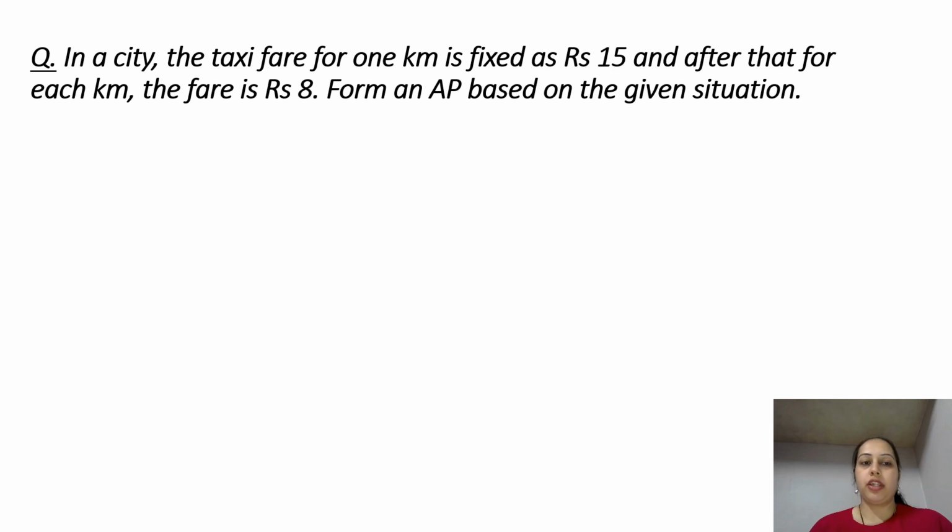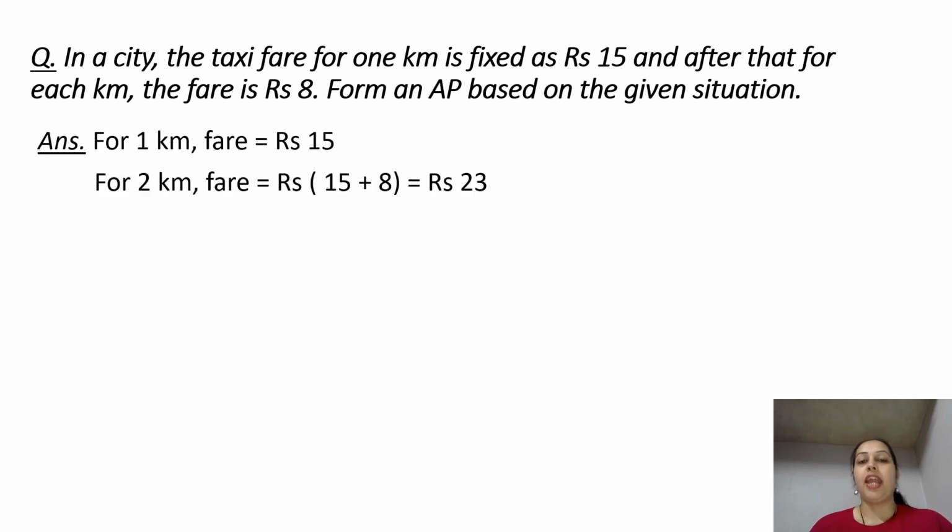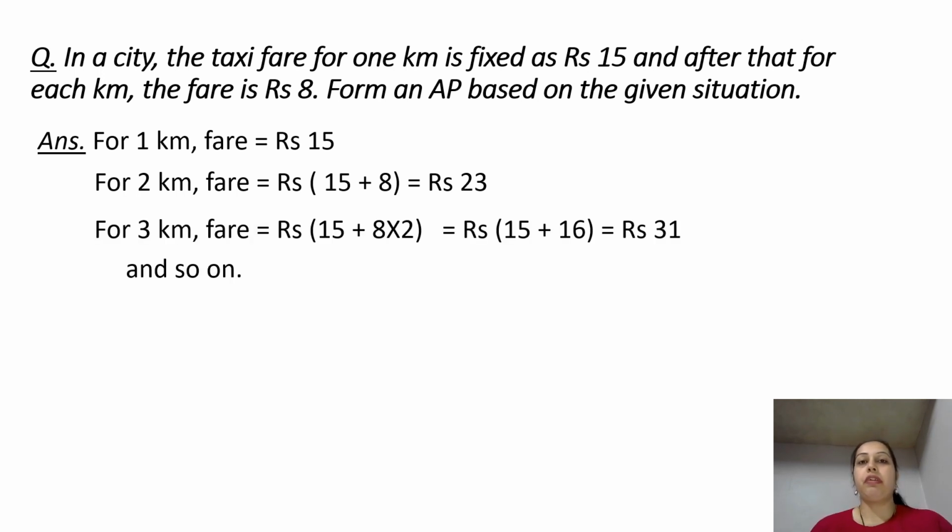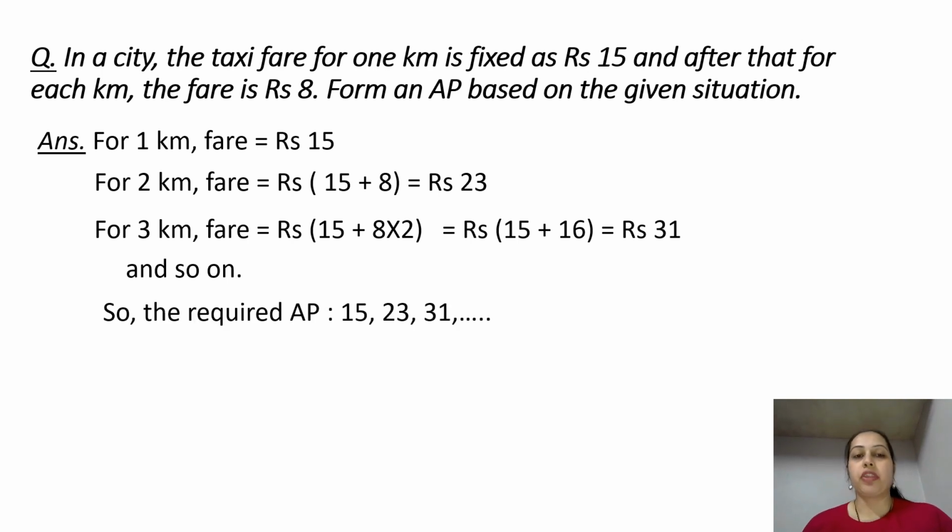So if we look at the question carefully, we see that for 1 kilometer the fare is 15 rupees. If we travel for 2 kilometers, the fare will become 15 plus 8, which is 23. If we travel 3 kilometers, it will become 15 plus 8 multiplied by 2, because for 1 kilometer it is 15, and for the rest 2 kilometers it is 8 per kilometer. So we get the answer as 31, and so on. So the AP will be 15, 23 and 31.